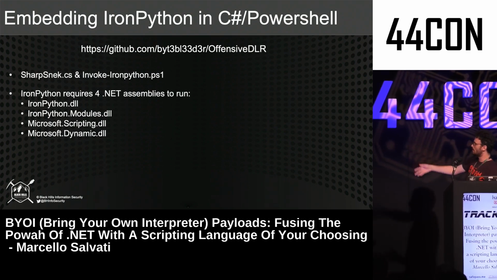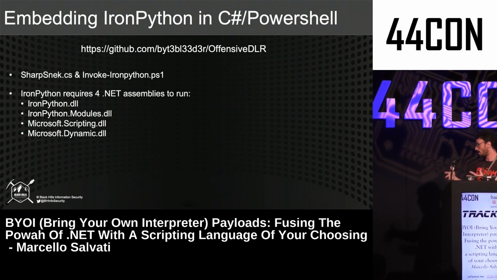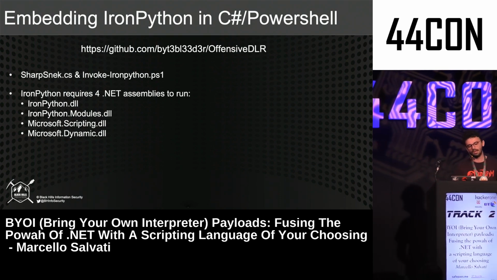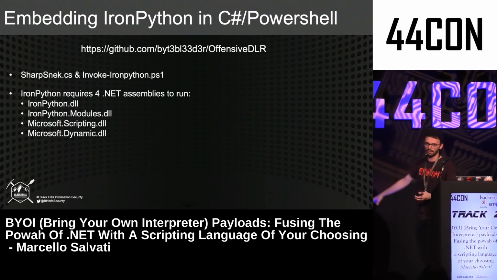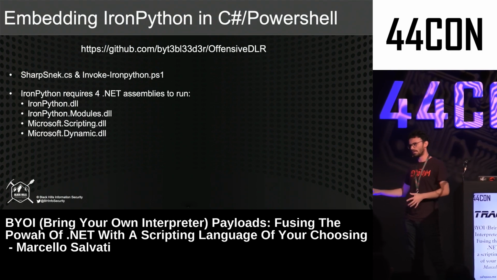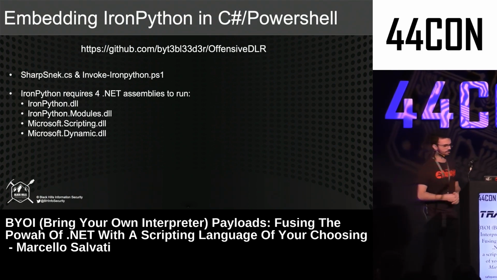Okay, IronPython requires 4 .NET assemblies to run. Two of them have been written by Microsoft. They're not signed, unfortunately. But those basically just allow IronPython to interface with the .NET DLR, which is the dynamic language runtime, which is the feature that allows you to build .NET scripting languages.